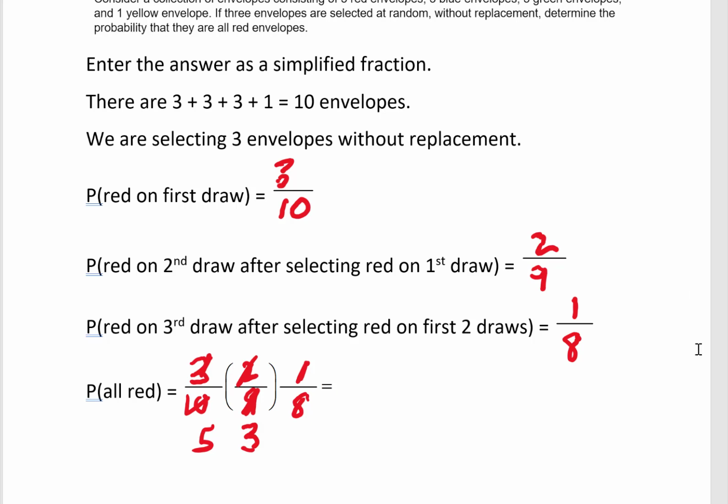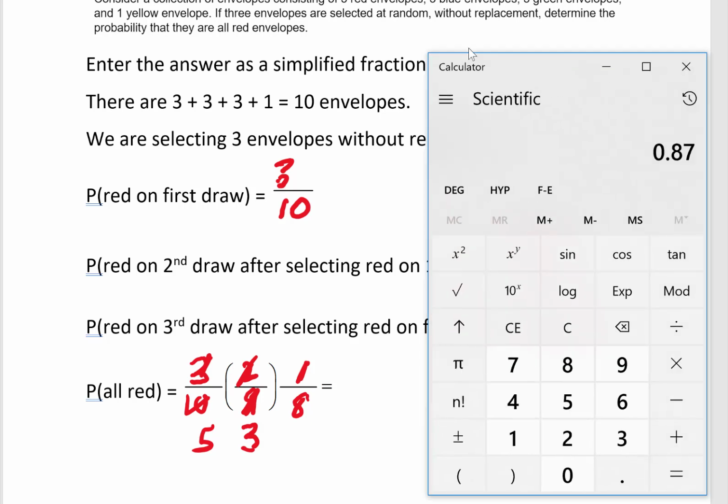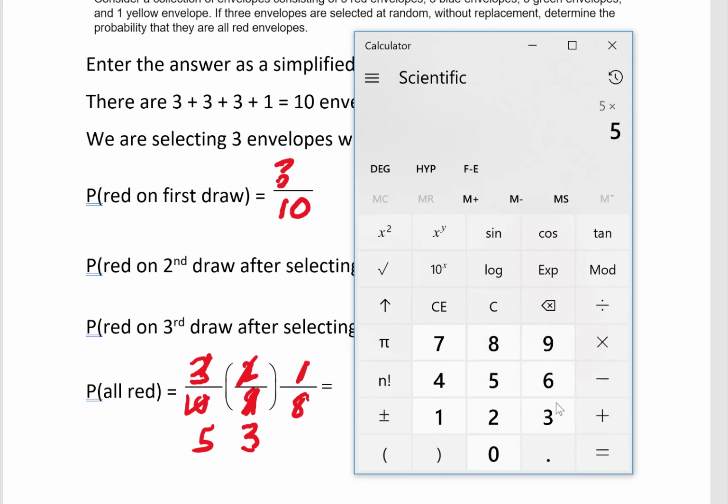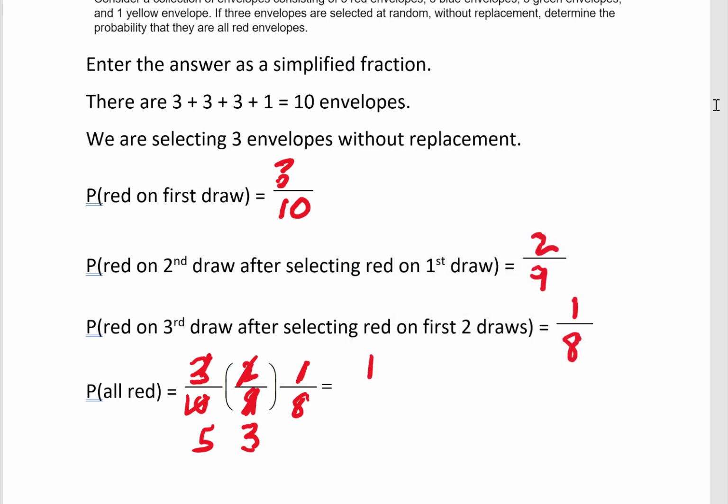And so let's see, we've got 5, let's get our calculator. So we've got 5 times 3 times 8, 120. So this is going to be 1 over 120. So 1 out of 120.